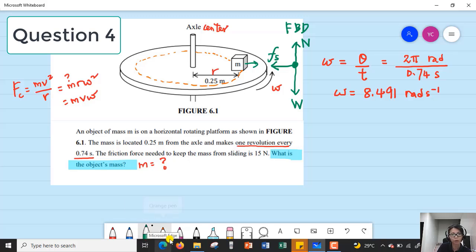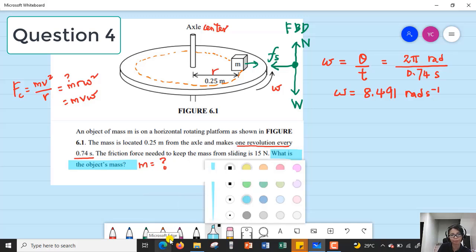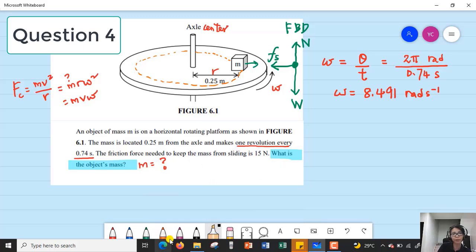When you draw the FBD, you can see very obviously what force is pointing towards the center. Yes, the friction force is pointing towards the center of the circle. So we know that our static friction force will be our centripetal force.